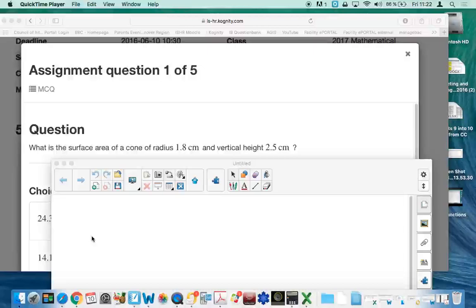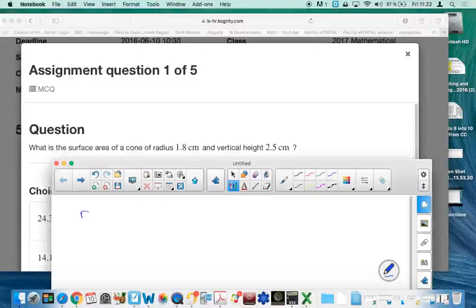First question. What is the surface area of a cone? So let's take that, I'll take down the information. Radius 1.8, vertical height 2.5. Now usually in the exams you do get given a diagram to help you, but I'm going to just do a small sketch here at the side so that we can actually visualise the situation and the information we're given.